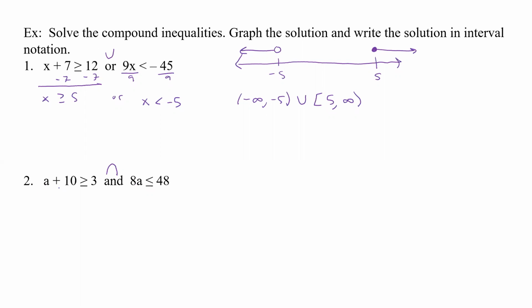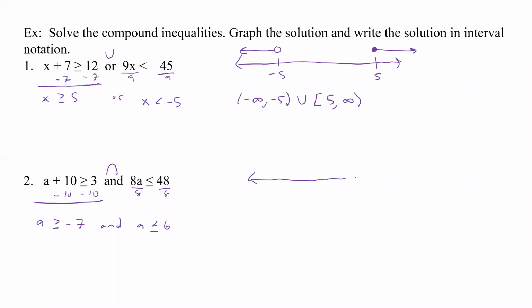Now this one, what we have to do is the same thing. We have to solve both of these inequalities for the variable. So first we'll subtract 10. So a is going to be greater than or equal to negative 7. And now here we have to divide by 8. A is going to be less than or equal to 48 divided by 8, which is 6.